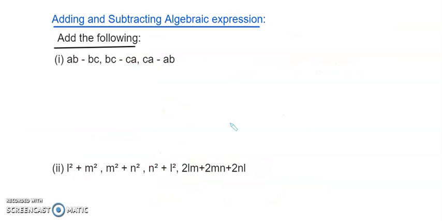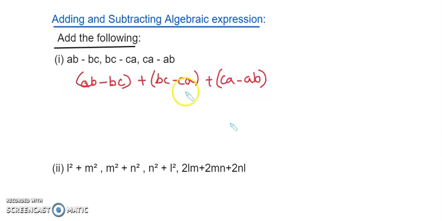It's again a recap because we have already learned about adding and subtracting algebraic terms in previous years. So let's understand by taking a few questions. How are we supposed to add them? First step is you need to write it as AB minus BC plus of BC minus CA plus of CA minus AB. Okay. So now we'll open the bracket.